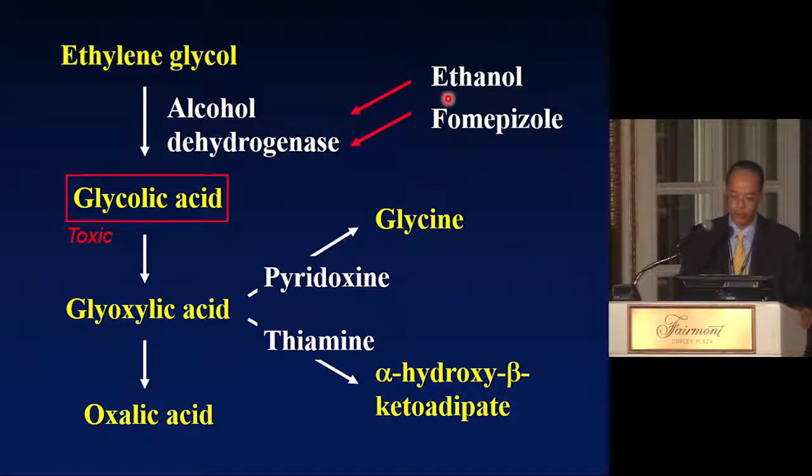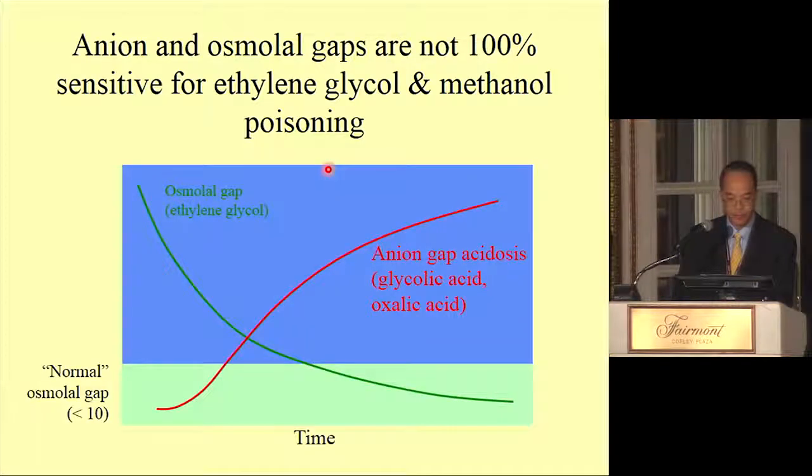In the old days, we would compete for it with ethanol. So you can give patients an ethanol drip, and if they need dialysis, you can turn up the drip, or actually some people have added ethanol to the dialysate. But nowadays, in many countries we use fomepizole, which is a specific drug that's highly potent and inhibits alcohol dehydrogenase.